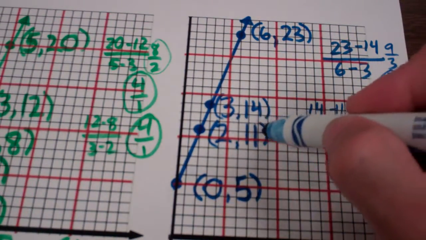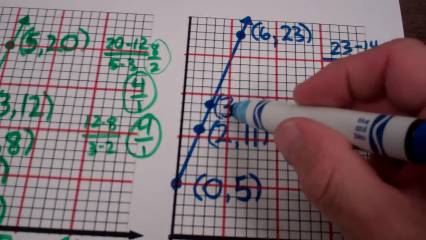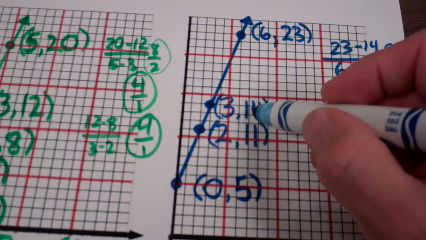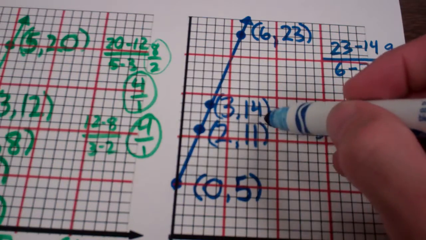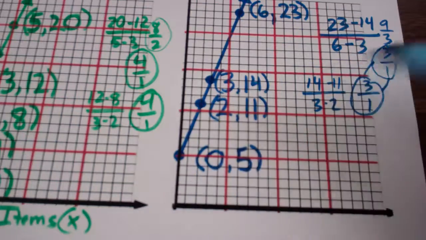11 divided by 2 is 5.5, right? 14 divided by 3, that's 4 2/3. Are you seeing that? We just changed. We don't get the exact same thing. And why do we not get that exact same thing? Because this adjustment right here of up 5.